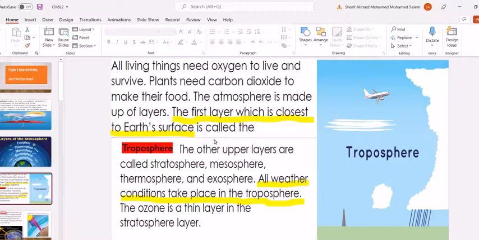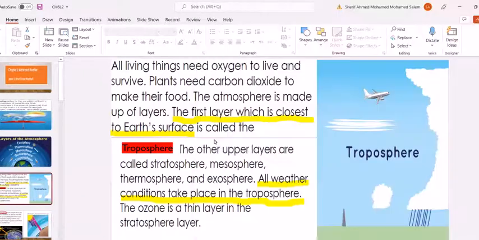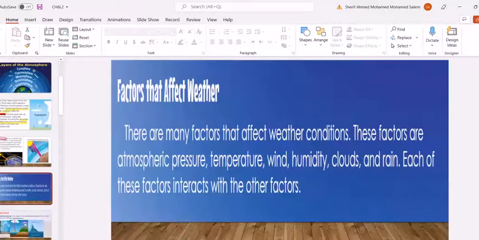It is the nearest layer to the Earth's surface, and all the weather conditions take place in this layer. Okay, weather conditions like what, teacher? There are different conditions which affect the atmosphere. What are they? Air pressure, temperature, wind, humidity, clouds, and rain.